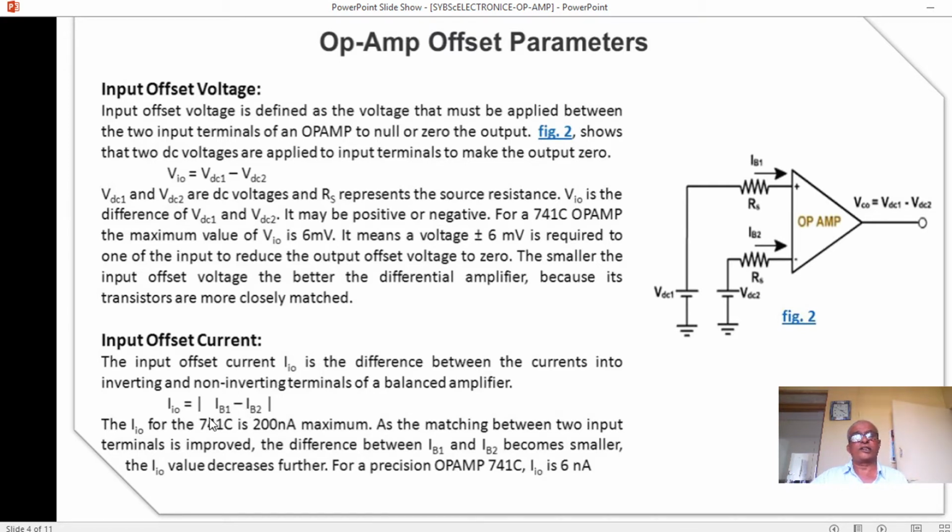Then this difference between the currents is called IIO. Here, capital I stands for DC current, small i stands for input, and O stands for offset. So this is the input offset current.